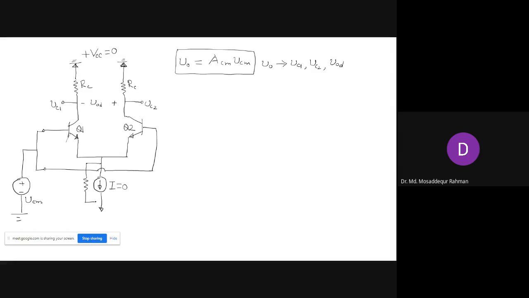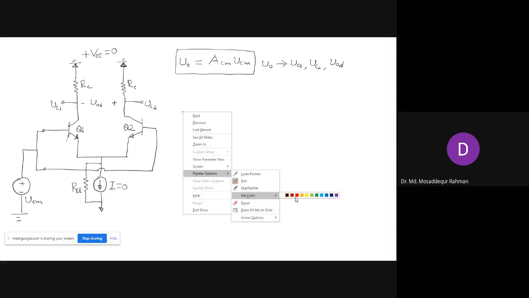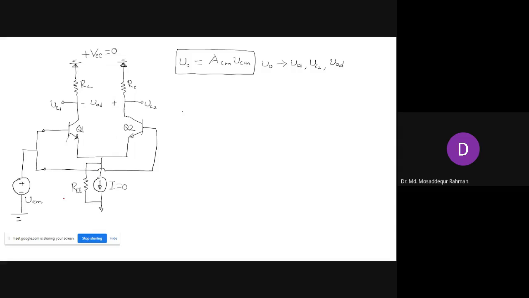But here, usually the output resistance for the current source is shown like this. So let's say these are output resistance denoted by RE for the current source. This is shown to be connected in parallel, right? And this is infinite. This resistance is infinite for an ideal current source, and when you set this current to 0, this becomes completely open circuit.